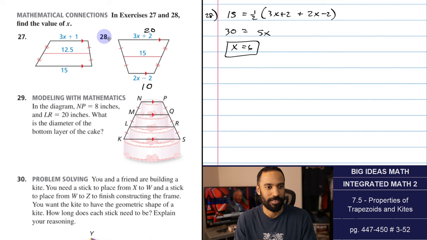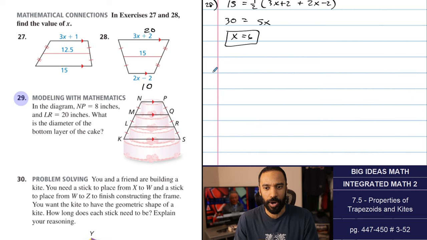That was what we wanted to. All right, number 29. Let's get tricky. This is where we start to do other kinds of questions, it looks like. And I'm still not really halfway through. We're past halfway, actually. Modeling with mathematics.